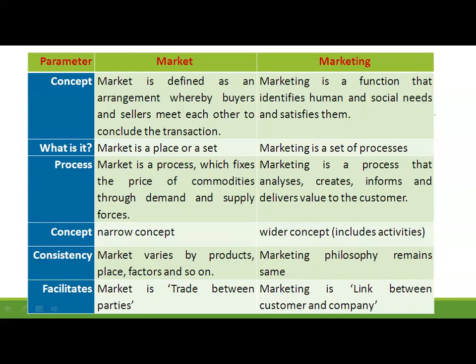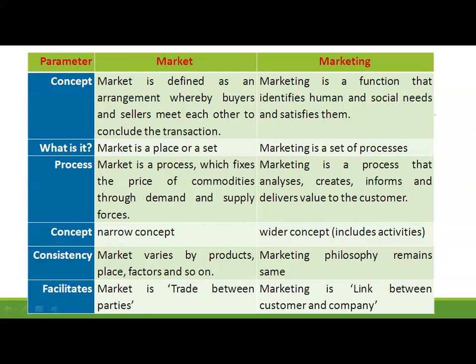Now, we have seen what value is. Value is the perceived benefit that the customer gets from a product or service. In that way, market is a narrow concept compared to marketing, and marketing is the wider concept compared to market.